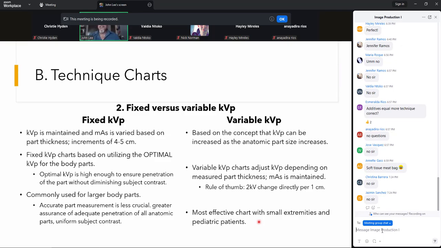Now, the reason for this is it's not uncommon to have an abdomen at 18 centimeters and then another abdomen come in at 34. Right? That's a lot of centimeters to go from 18 to 34. What you're not going to have is a hand that goes from 2 centimeters to 10. And that's only 8 steps, centimeter wise. So that would be 2 different techniques if we use the 4 to 5 centimeter rule for changing the mass. So with smaller body parts, especially extremities, we'll use the variable kV.